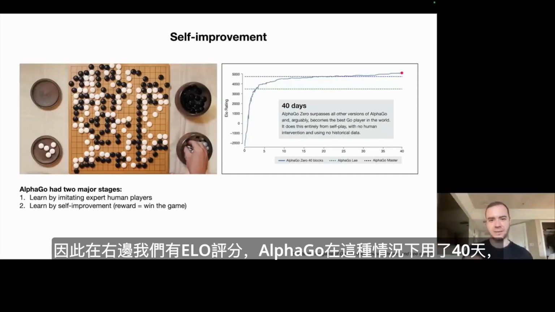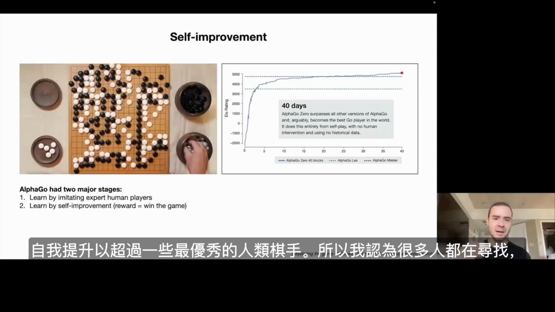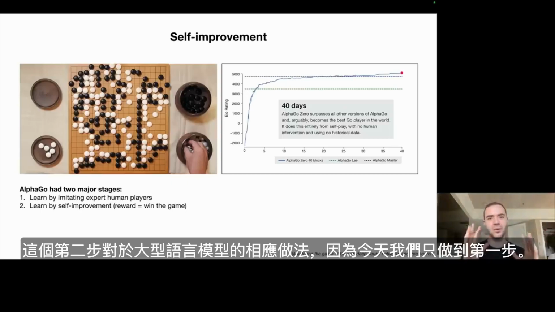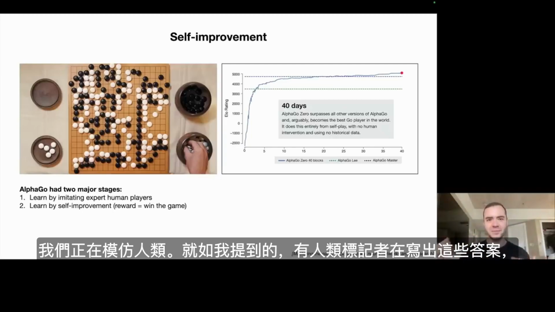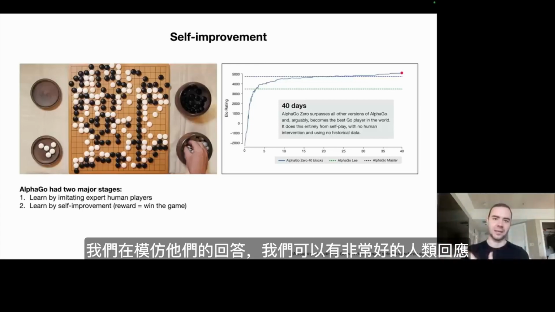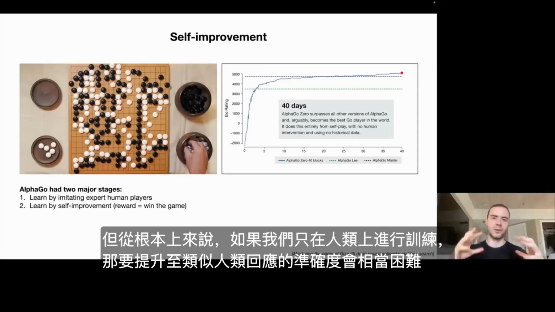So here on the right, we have the ELO rating, and AlphaGo took 40 days in this case to overcome some of the best human players by self-improvement. So I think a lot of people are kind of interested in what is the equivalent of this step number 2 for large language models, because today we're only doing step 1. We are imitating humans. As I mentioned, there are human labelers writing out these answers, and we're imitating their responses. And we can have very good human labelers, but fundamentally, it would be hard to go above sort of human response accuracy if we only train on the humans.